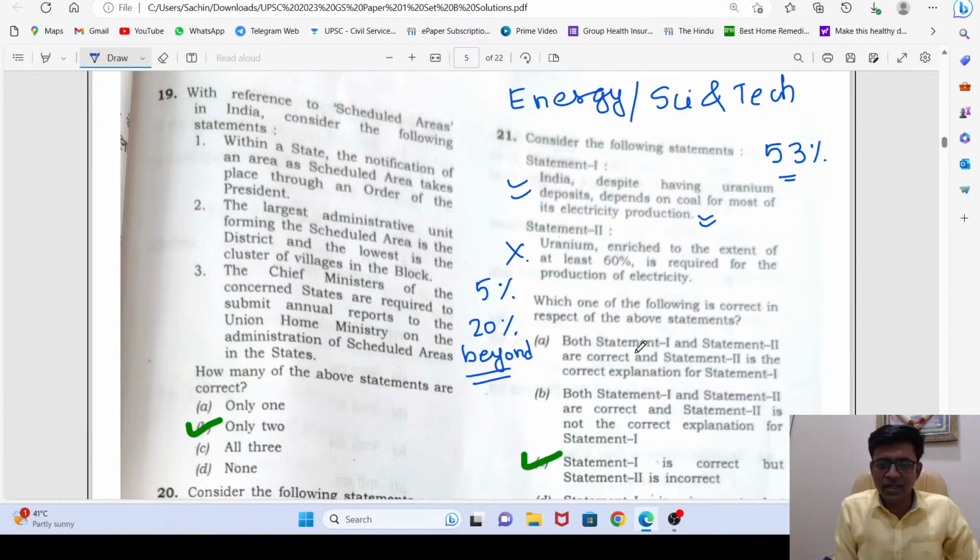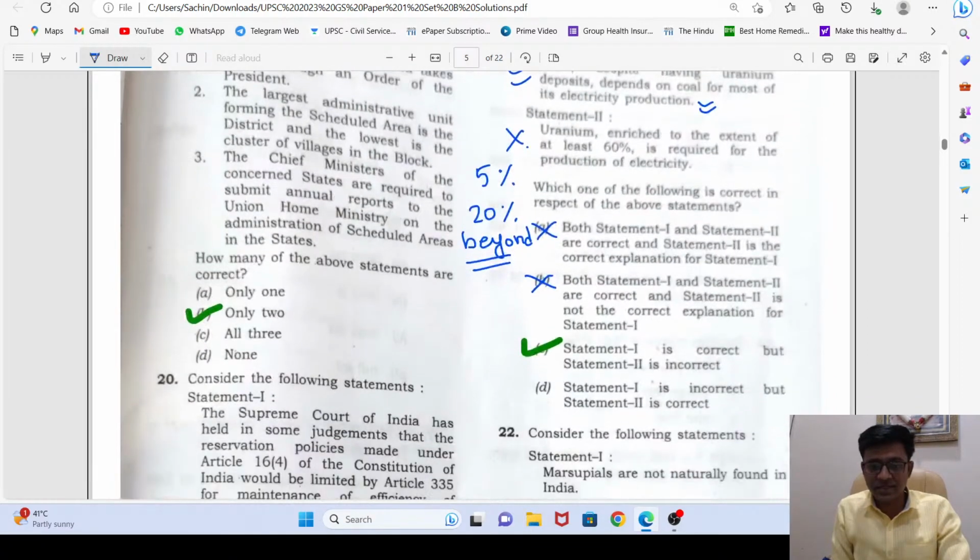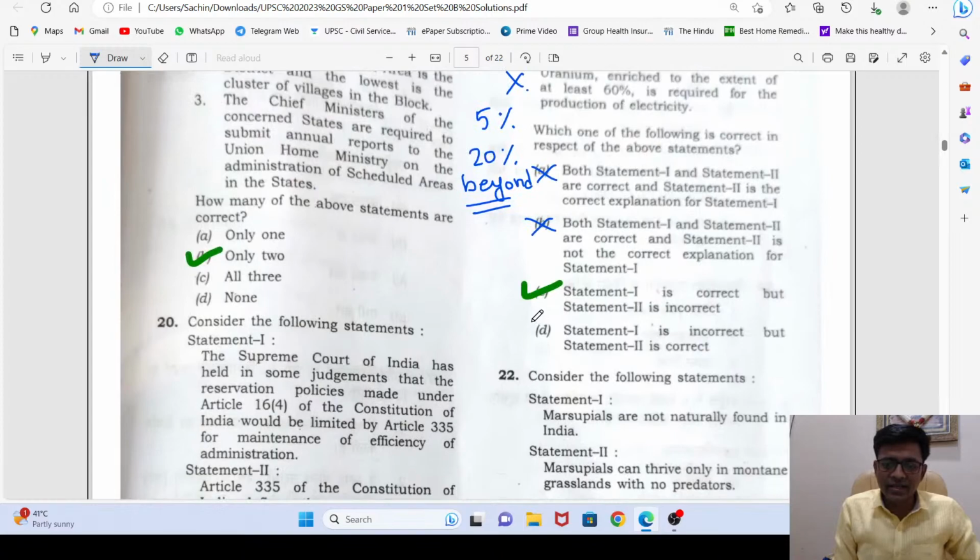First is correct. So see, both 1 and 2 are correct? A is not the answer. Both 1 and 2 are correct? B is not the answer. The first statement is correct and the second is incorrect. C is the answer. D is not the answer.